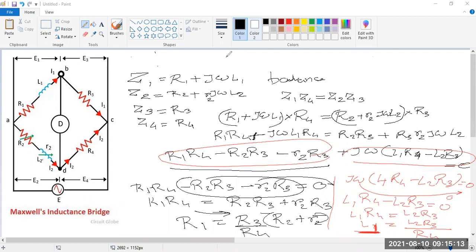In the previous few classes, I have discussed how to draw the Phasor diagram, because of the basic rules of Phasor diagrams.